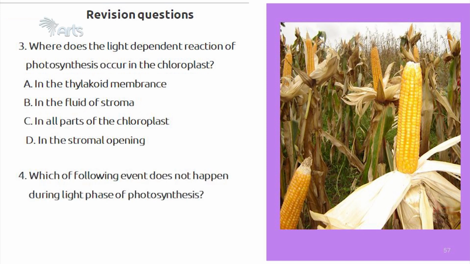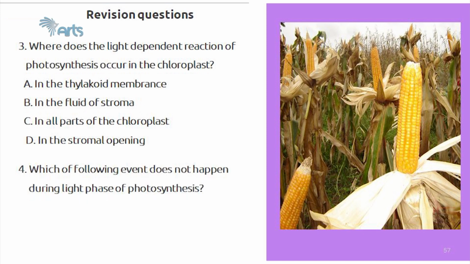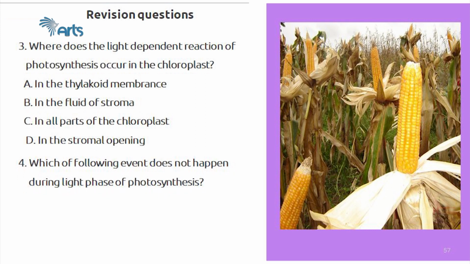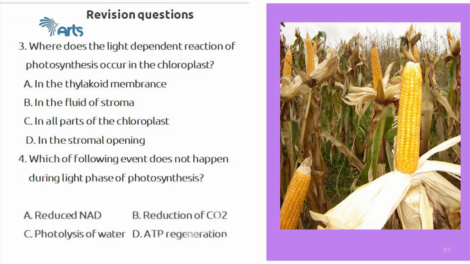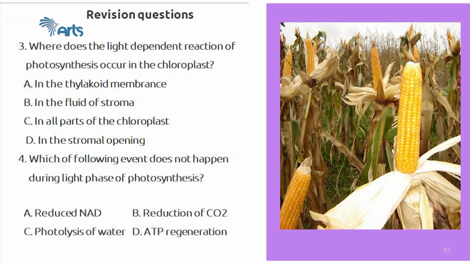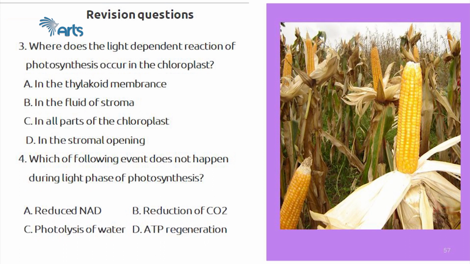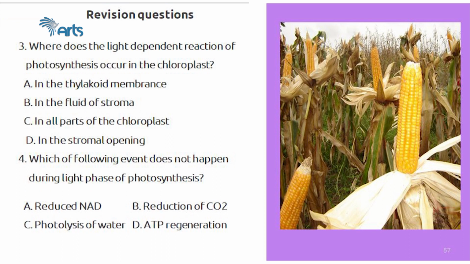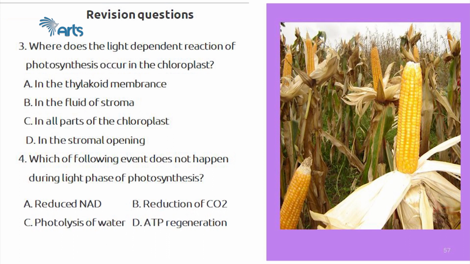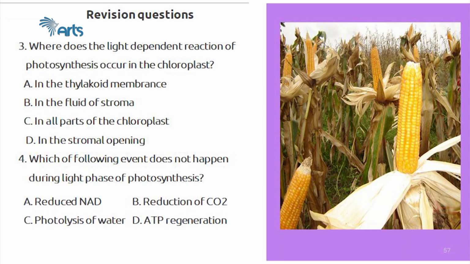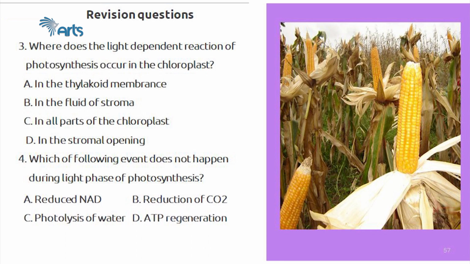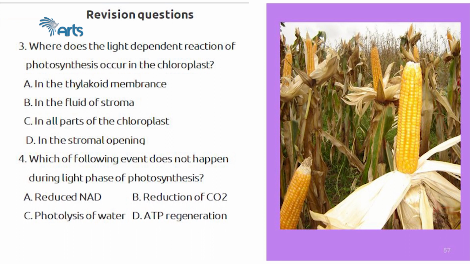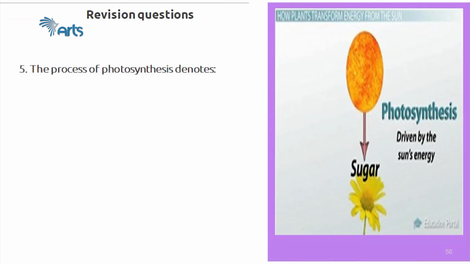Question number four. Which of the following events does not happen during the light phase of photosynthesis? A. Reduced NADP, B. Reduced carbon dioxide, C. Photolysis of water, D. ATP regeneration. The answer to this question is B. Reduction of carbon dioxide.